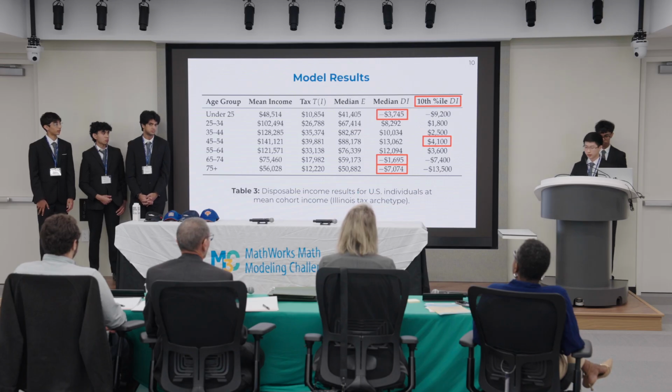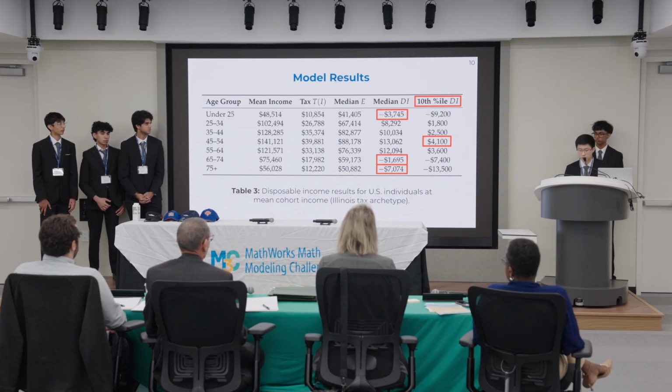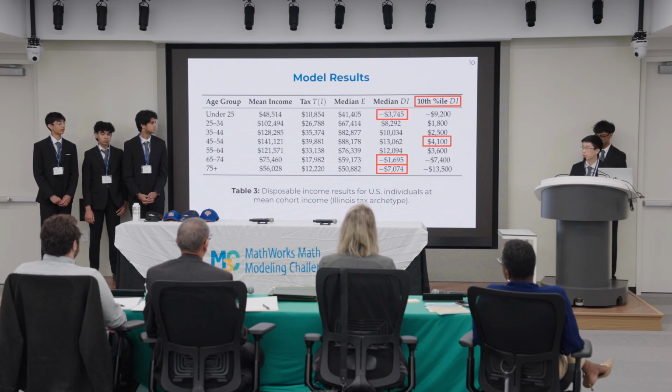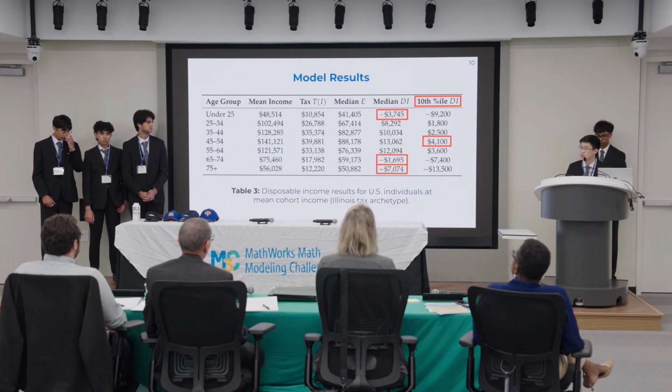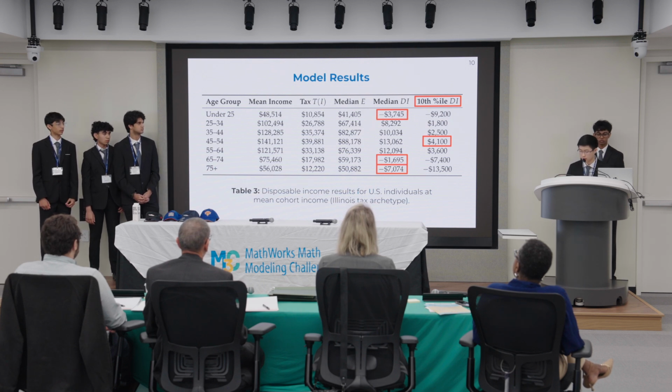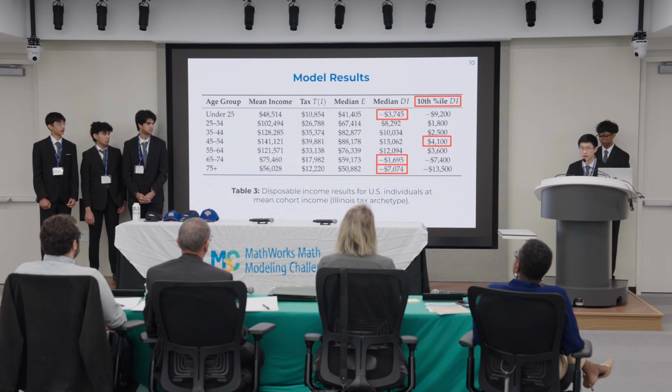So here are our disposable income results by age group using Illinois as our baseline. 3 age groups are already in the red, as you can see there: under 25, 65 to 74, and 75 plus. The typical person in these cohorts spends more than they earn even before gambling enters the picture. And even in the comfortable 45 to 54 group, someone in the top 10% of essential costs only has $4,100 left, over a $9,000 swing from the median, and that's why a deterministic model isn't enough.